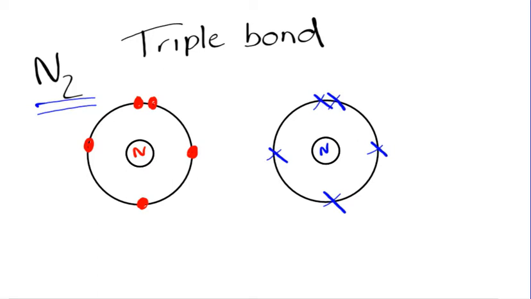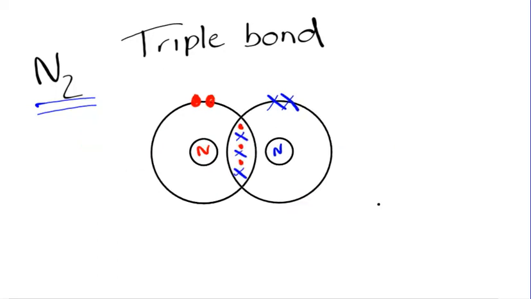So again, rather than bring in lots of different nitrogen atoms, we're going to share 3 electrons each. So we overlap the outer shells, and where those atoms overlap, we've got 3 electrons from one of the nitrogen atoms, the red dots, and 3 electrons from the other nitrogen atom, the blue crosses. So we've got 3 pairs of shared electrons, so we have 3 bonds, so a triple bond.